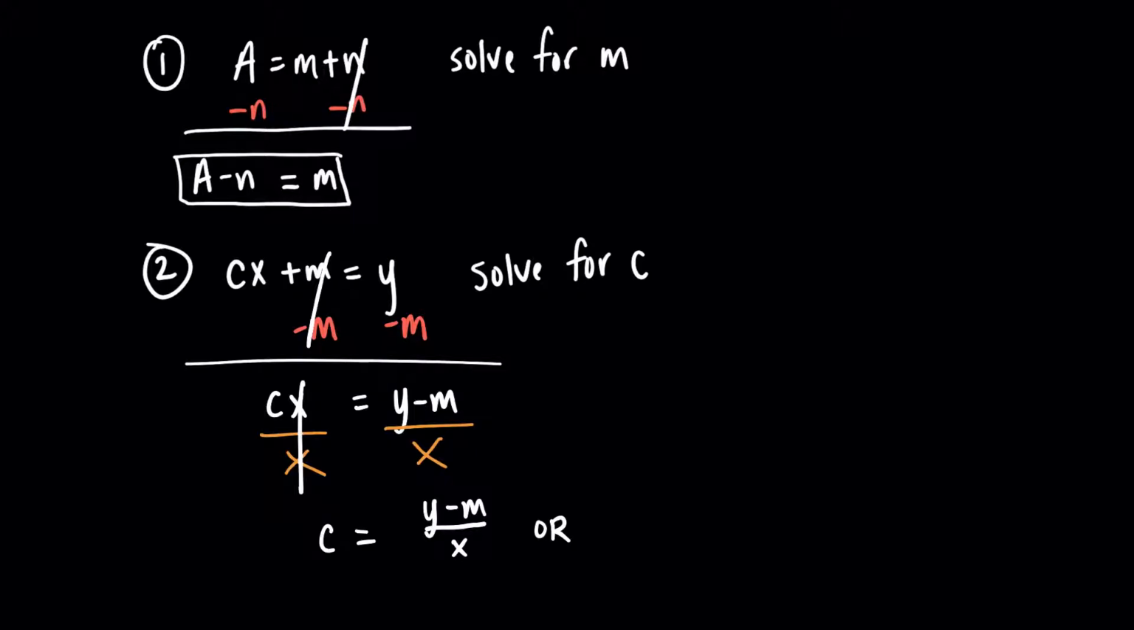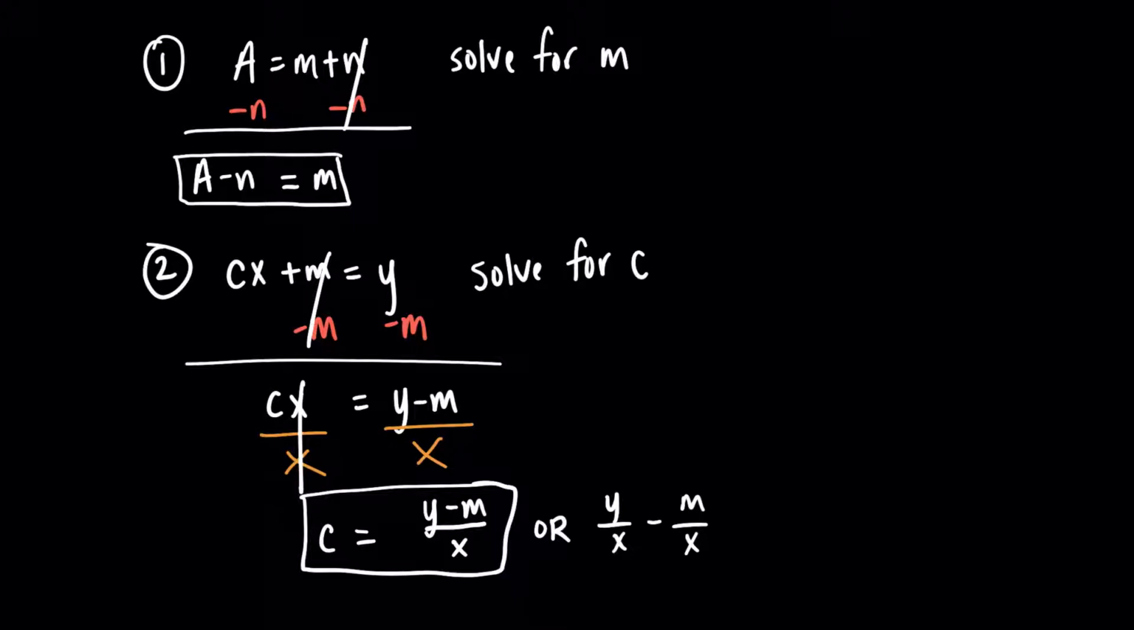You could also have y over x minus m over x. That's also equivalent to c. I just like this form right here. I'm happy with that. All right. Let's look at some more examples.